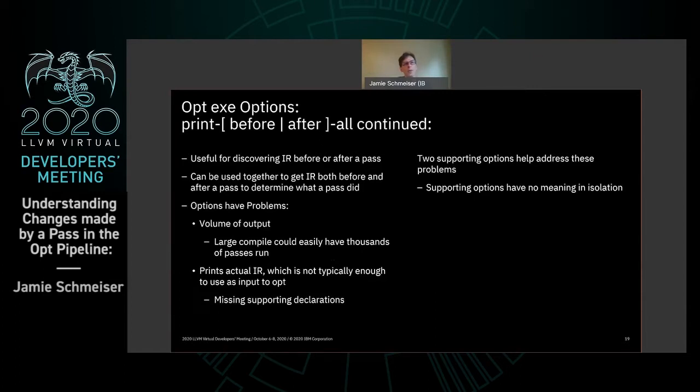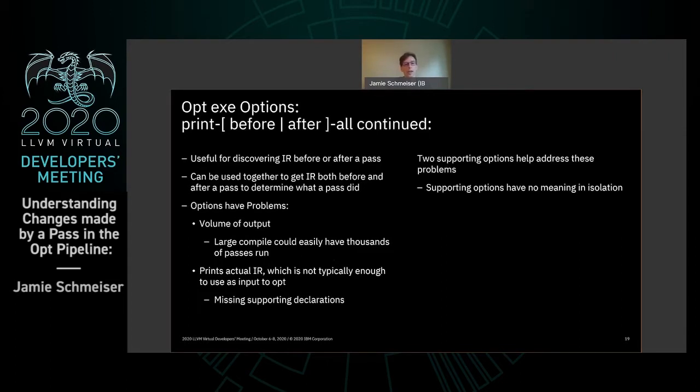These two options can be used together to have the IR printed before and after every pass. This allows one to determine whether a pass changed the IR and what the changes were. However, there are 2 problems. First, the volume of output generated. Since output is generated before and after every pass, for every unit of IR that goes through the pipeline, a large compile can result in tens of thousands or more units of IR being output.